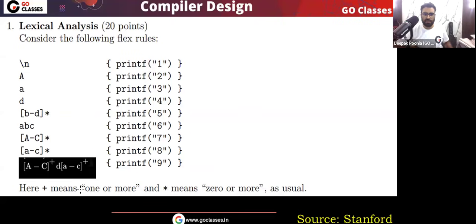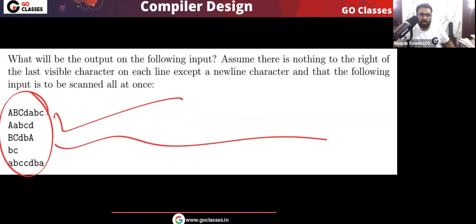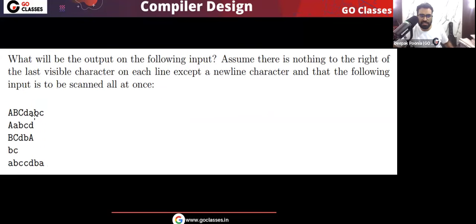Now let me explain what the question is asking. The question is asking what will be the output of the following input. This is the input. Remember, these are not multiple inputs. This is a single input. For this input, what will be the output? This is what the question is asking. Interesting question. This is a single input, multiple line input. It has multiple lines. For this input, what will be the output?